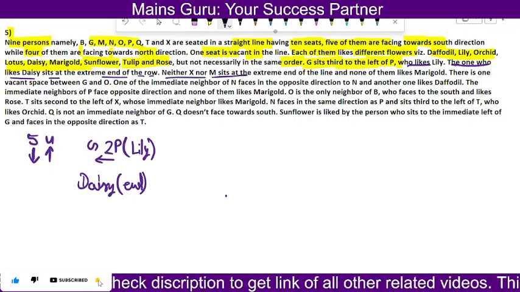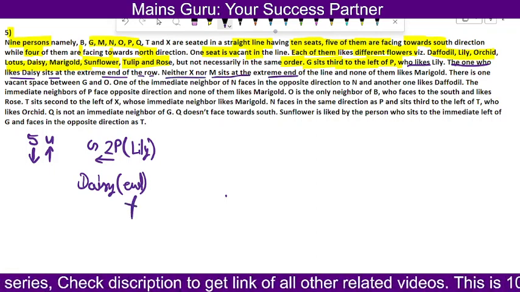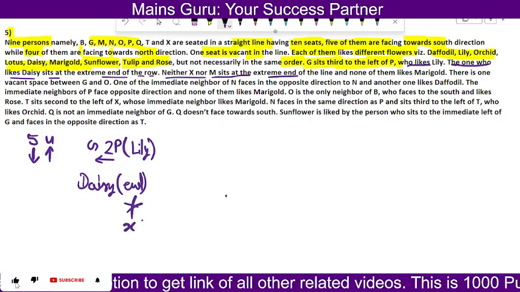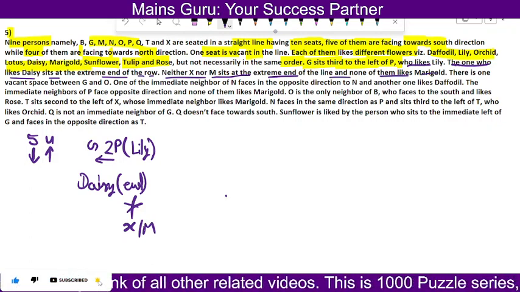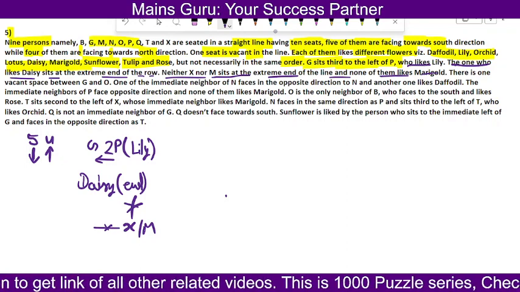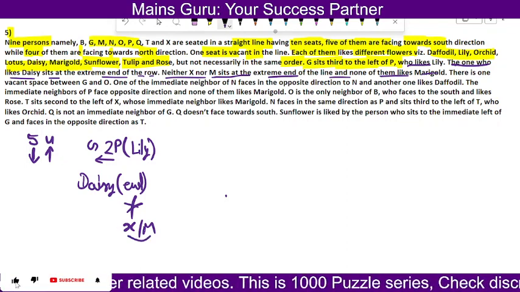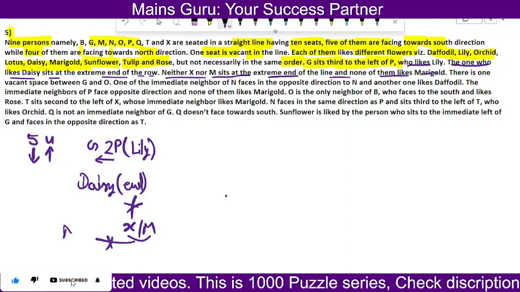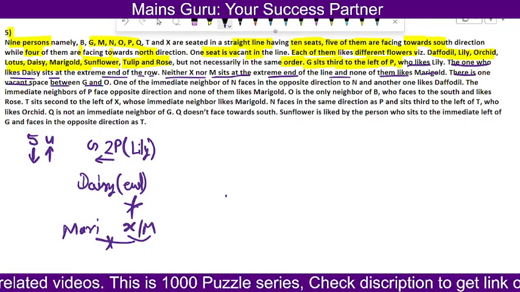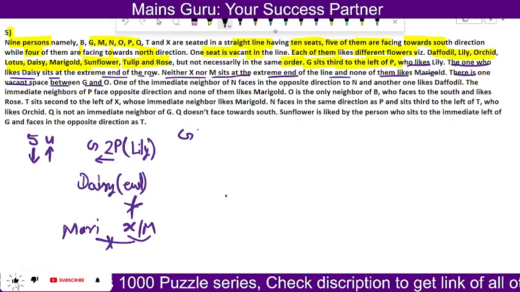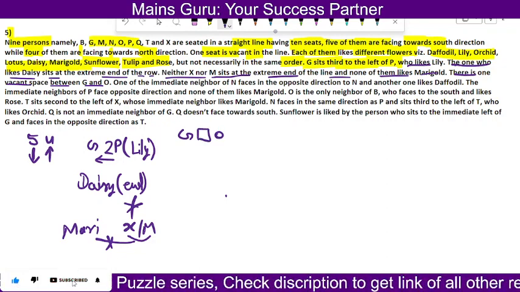After this, neither X nor M is at the extreme end. We can write here also, X and M are not at the end of the line. None of them likes marigold. These both do not like marigold. After this, there is one vacant space between G and O. G, then vacant space, then O.